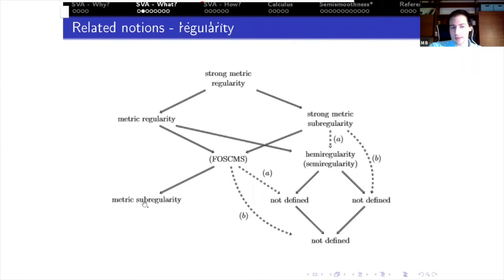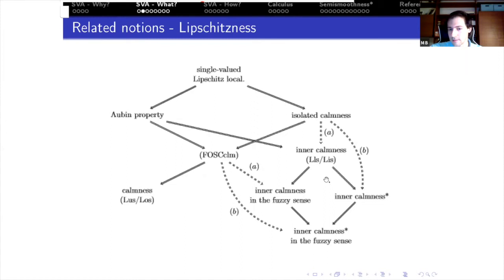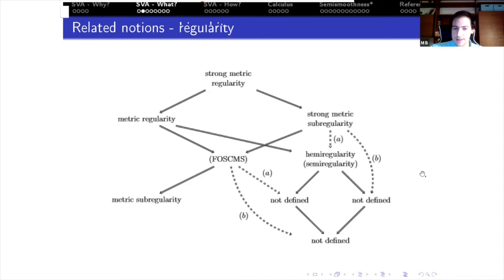And all the picture here, these are less known, less developed things. Some you can find under hemiregularity or semiregularity, and these three, since these notions are my invention, are not even defined yet. And of course, by no means are these notions as important and prominent as the others.